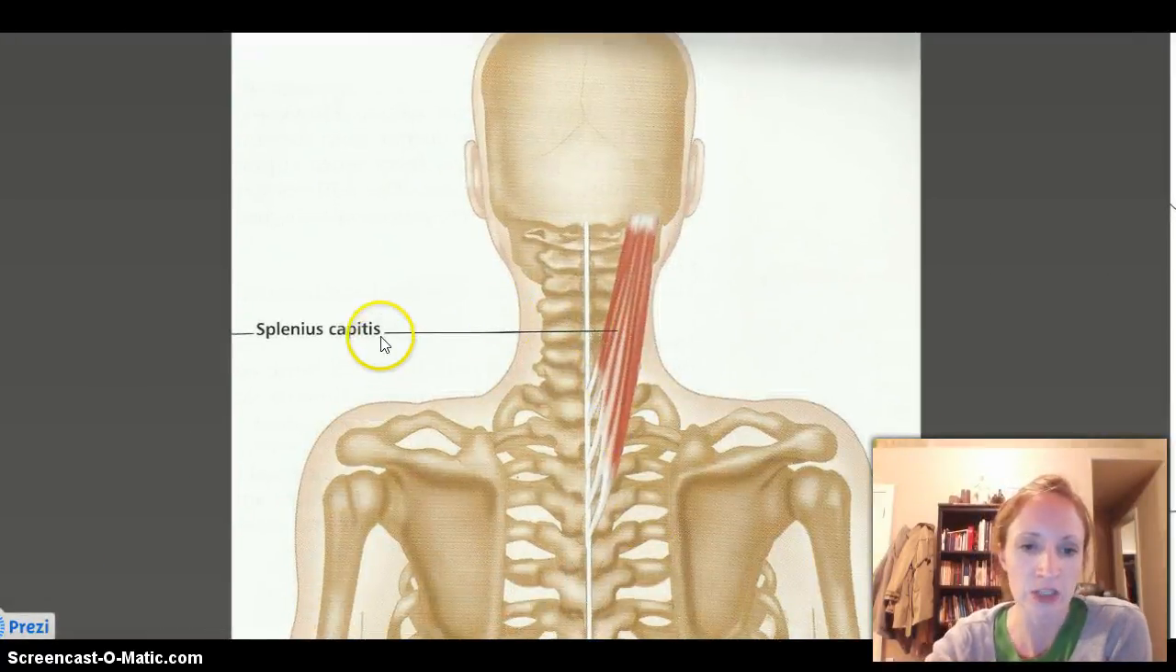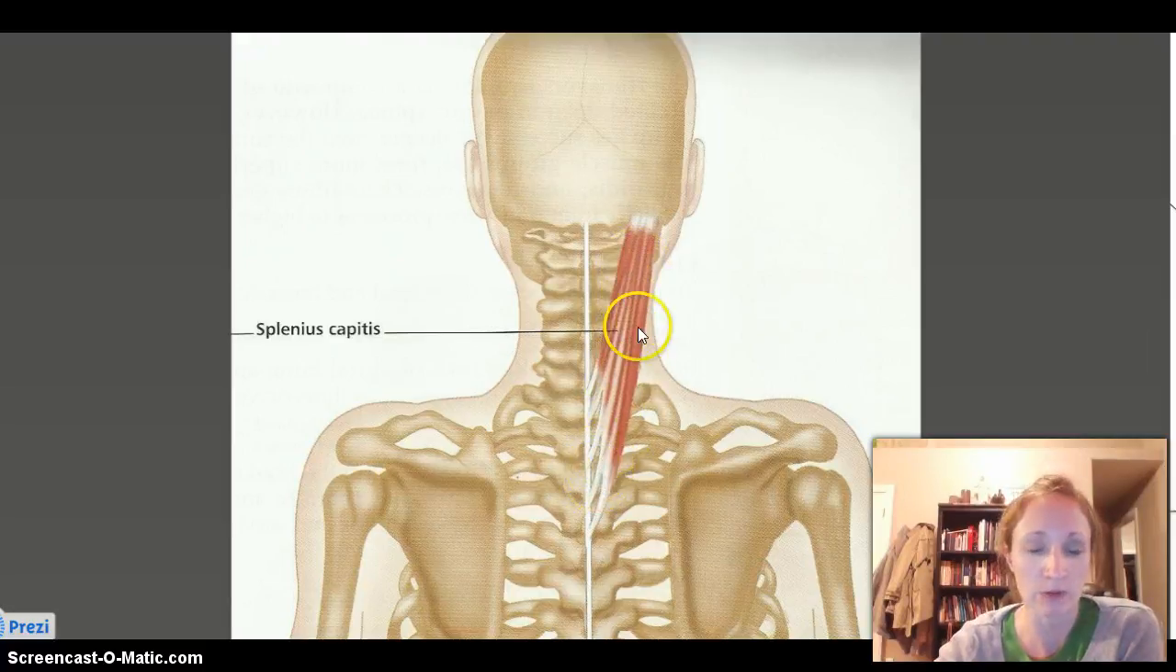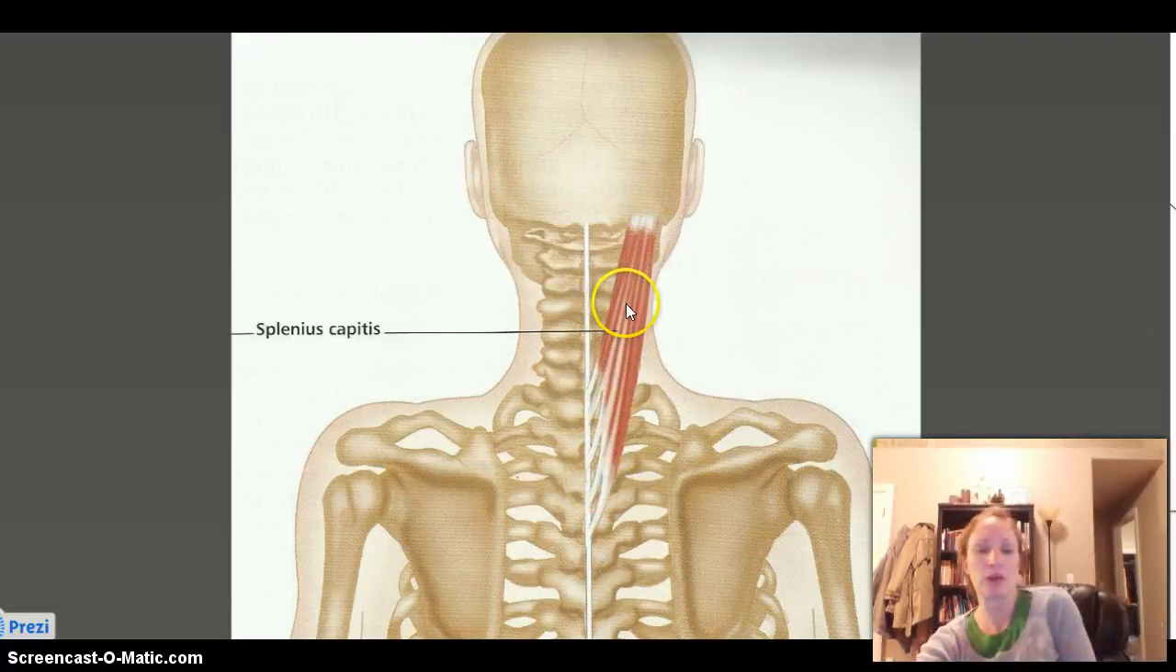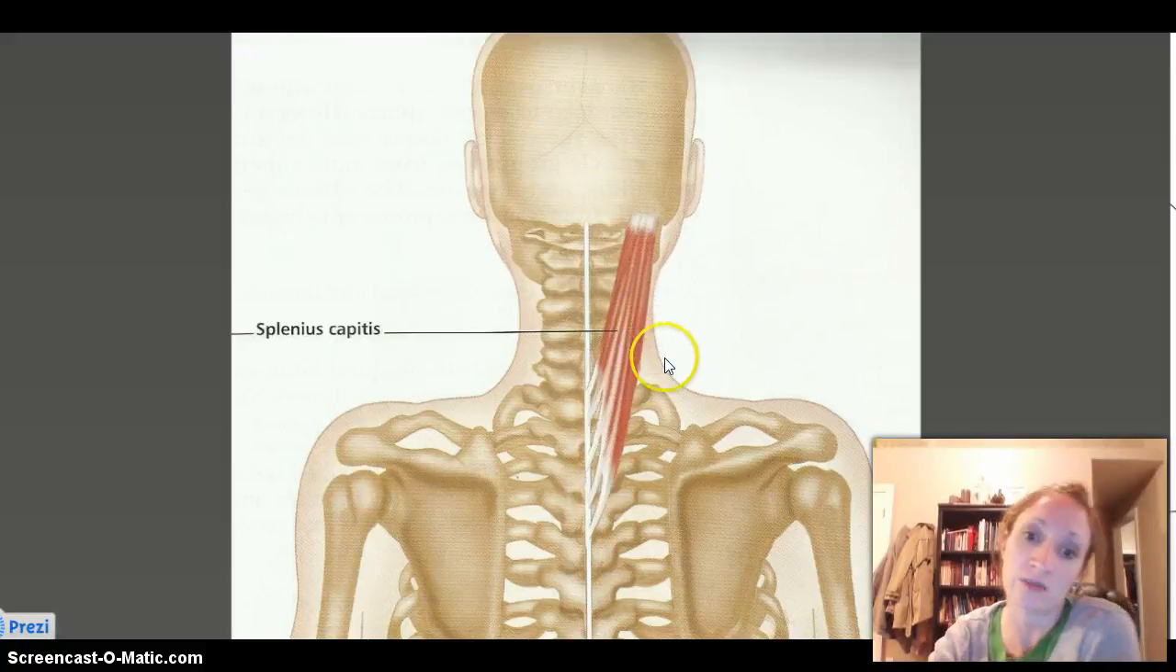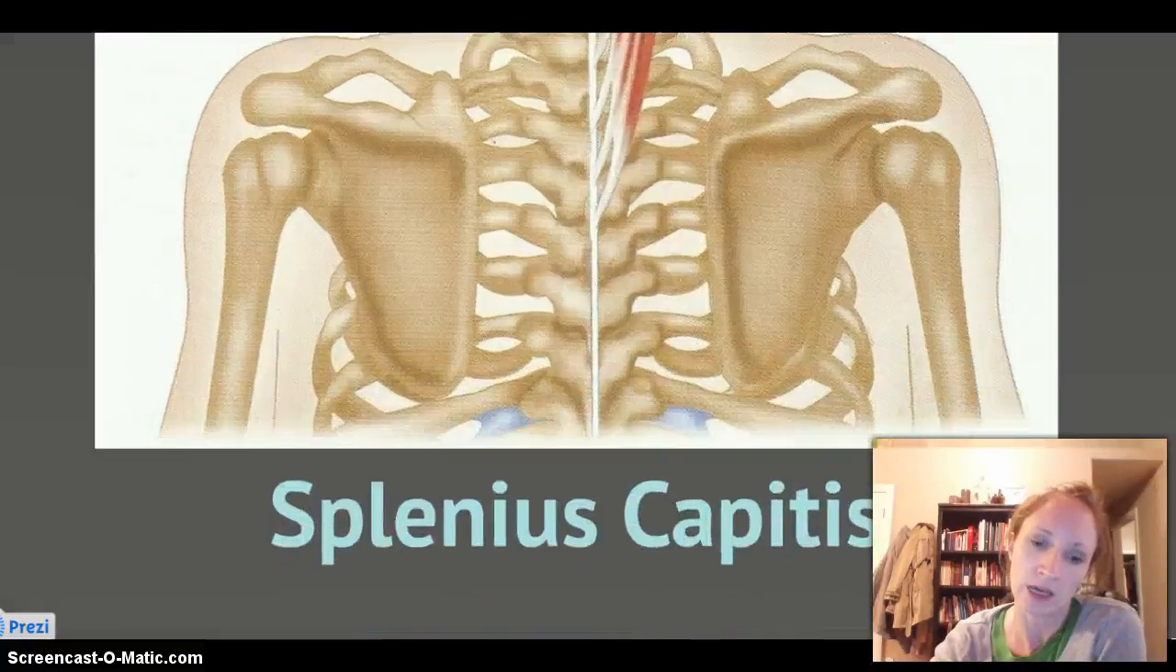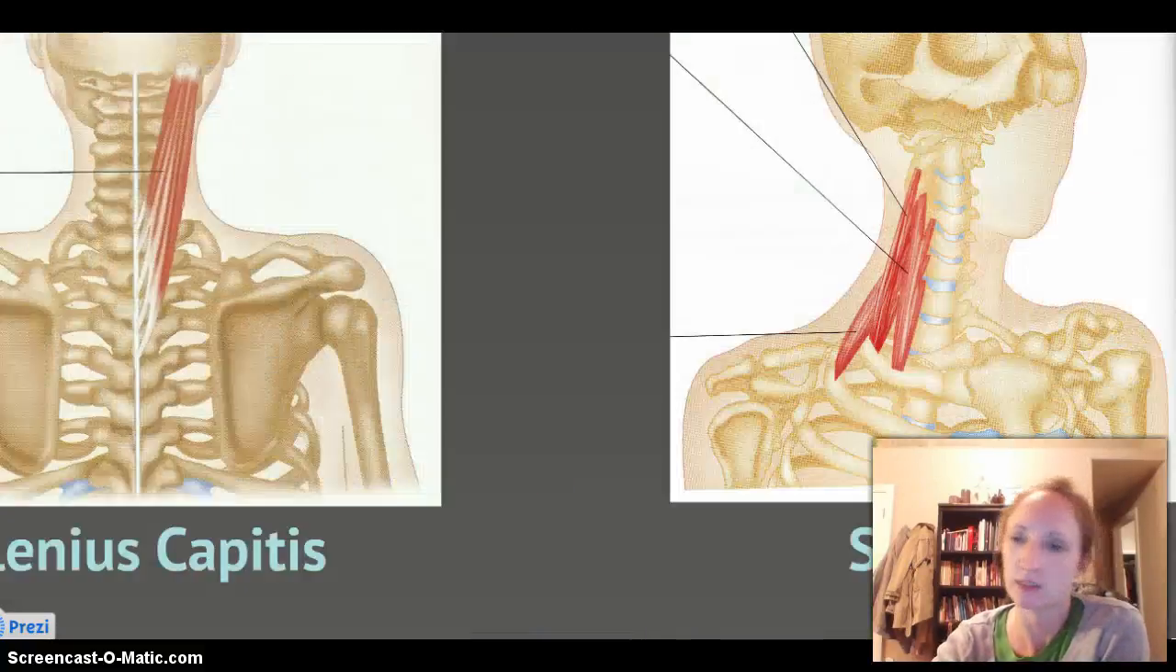Okay, your splenius capitis. This muscle comes to the top here. This one probably looks familiar, as well as the sternocleidomastoid. They were in extension and flexion. They also help with rotation of the neck. You get to see how it's spelled twice.